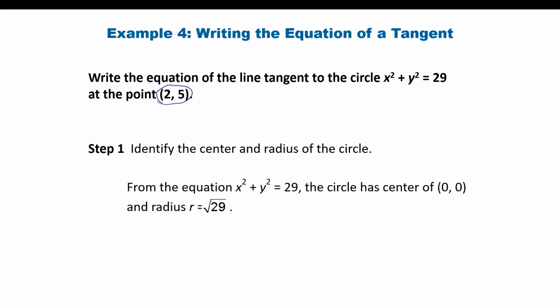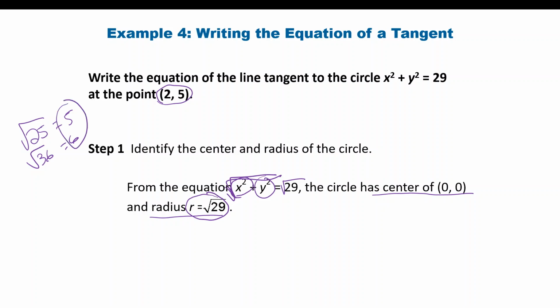All right, so first of all, we want to identify the center and the radius of the circle. So from this equation, notice x squared plus y squared. Remember that told us that the center is actually going to be at 0, 0. And our distance equation says that the radius now is going to be the square root, because remember, when you're using the distance formula, we have to take the square root of both sides. So our radius is actually the square root of 29. And remember, square root of 25 equals 5, and square root of 36 equals 6. So square root of 29 is somewhere between 5 and 6, just as a point for you to notice.